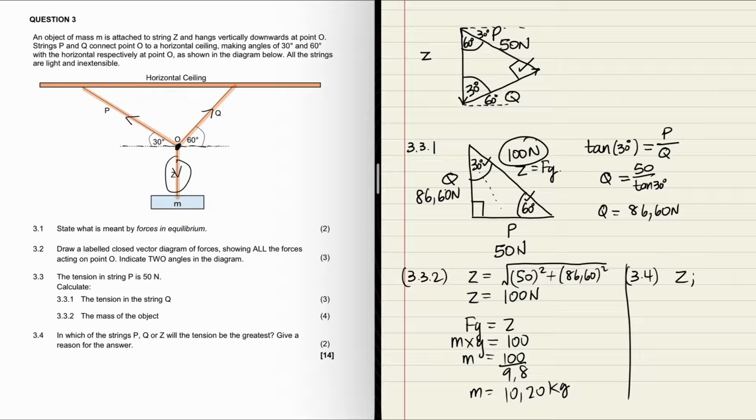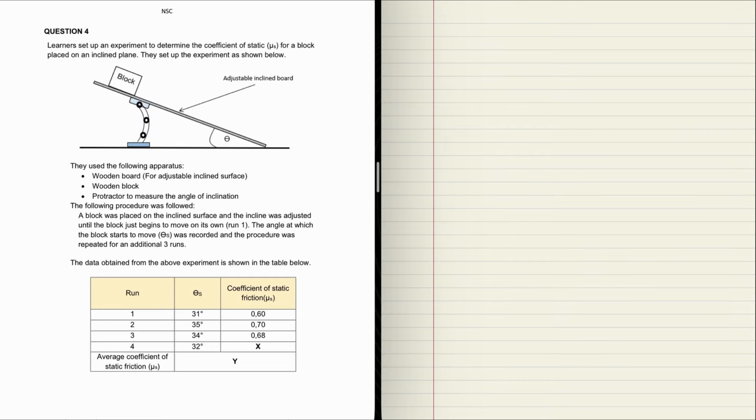Now they asked us to give a reason. You could say one of two things. You could say it's the hypotenuse, and the hypotenuse in a right angle triangle is always going to be the longest side, so in this case, it's going to be the greatest force. Or you could say that it's opposite the largest angle. Z is opposite the 90 degrees, and because of that, it's going to be the longest side, or it's going to have the greatest tension. Now let's take a look at question 4.